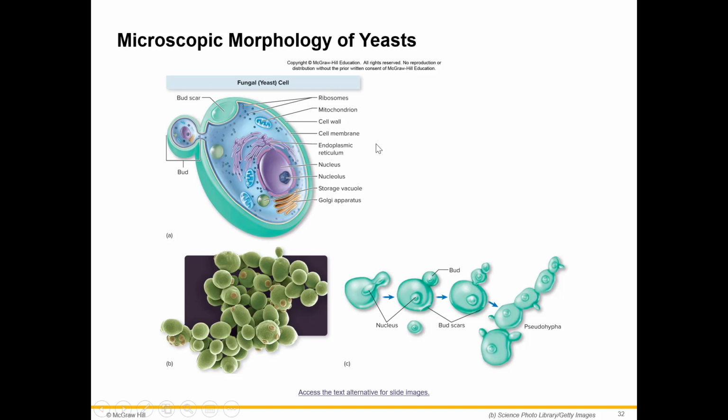Yeast are different from bacteria. When you look at them under the microscope, a yeast cell is a lot larger than a bacterial cell. It's usually oval shaped, and if you look closely, sometimes you will be able to see the buds. And here's an electron micrograph picture of some budding yeast, and then a cartoon drawing of yeast with buds.